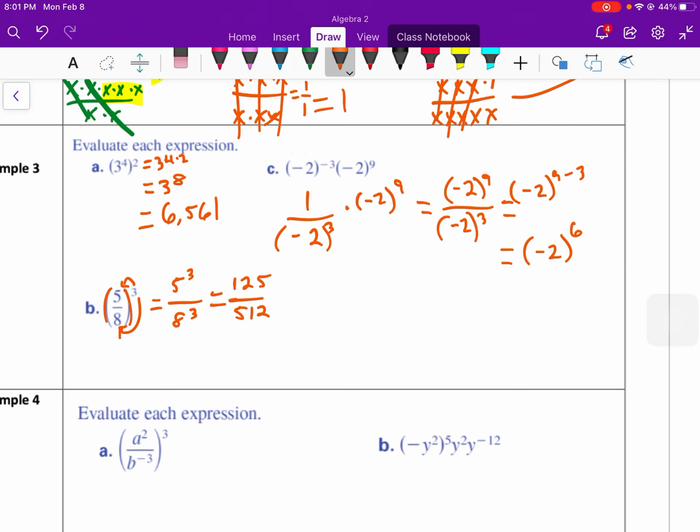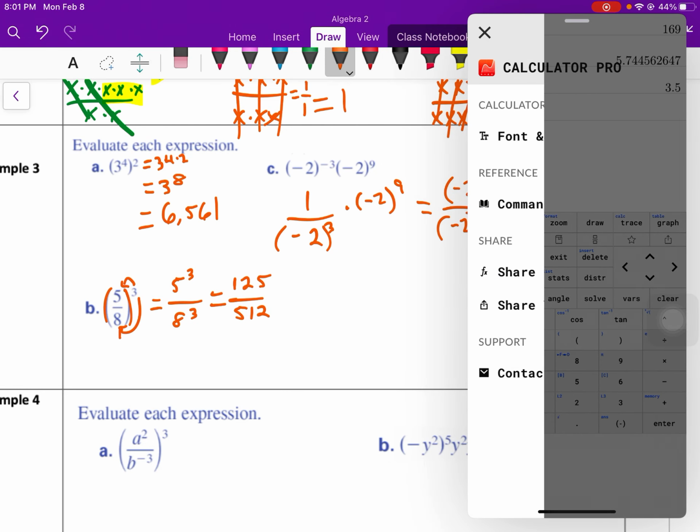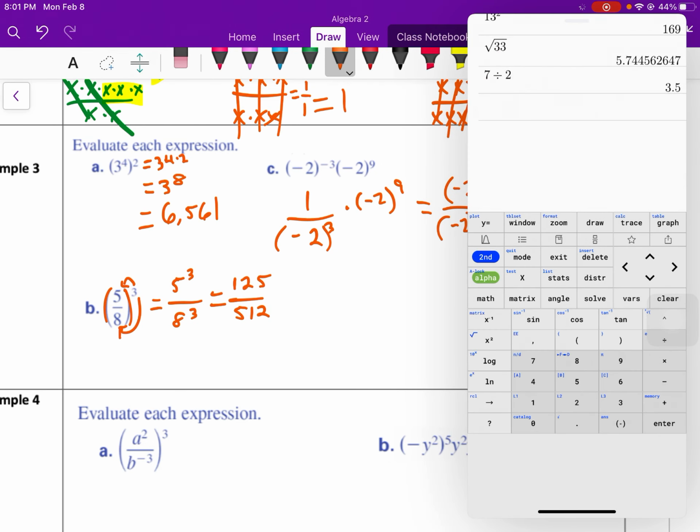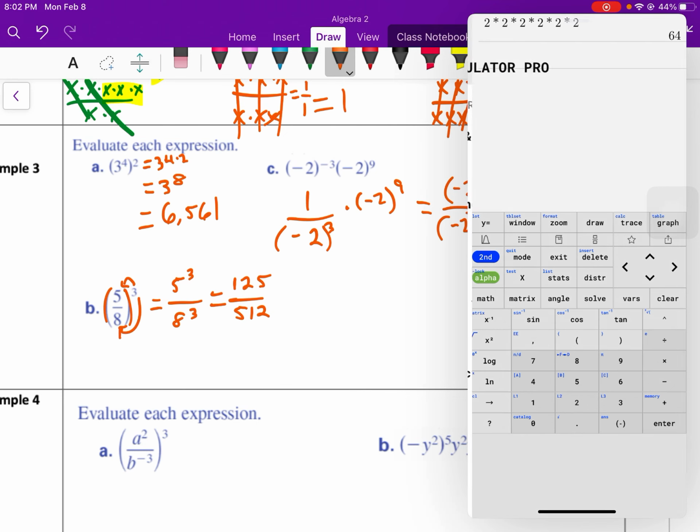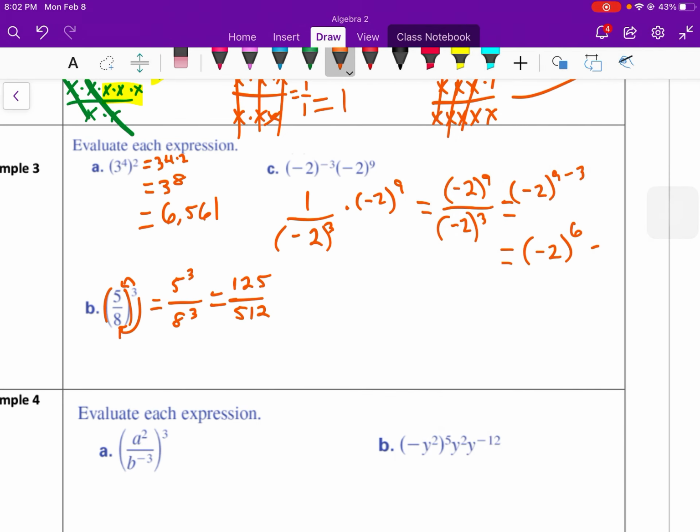And when we take negative 2 to the 6th, I'm pretty sure it's 64, but we can just double check. So since it's an even exponent, it would be the same as taking 2 to the 6th. So let's see here. We want 2 times 2 times 2 times 2 times 2. That's the lamest way to do it. Okay, 64. So this equals 64.